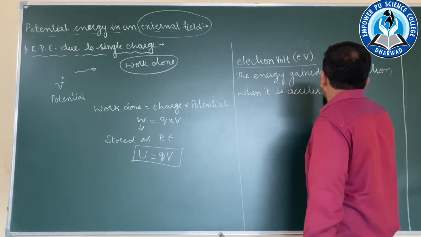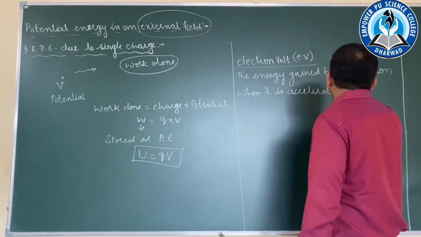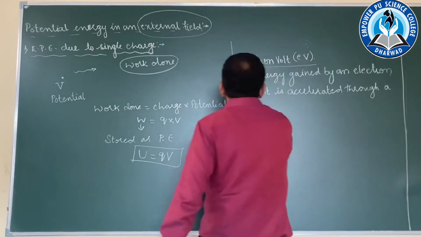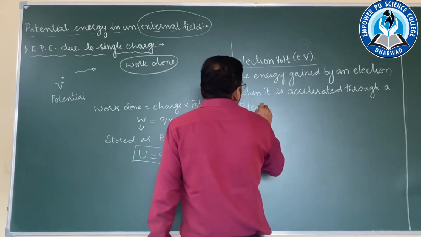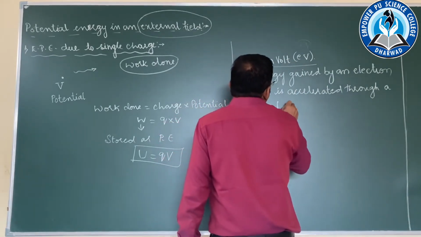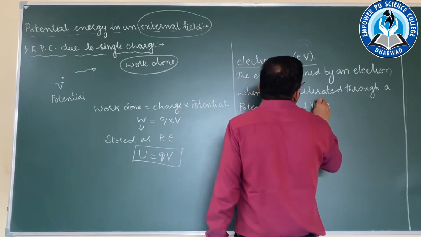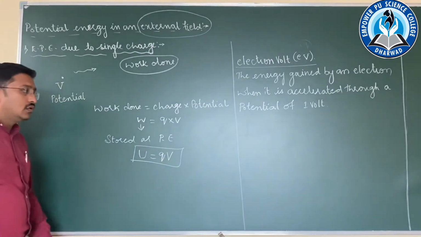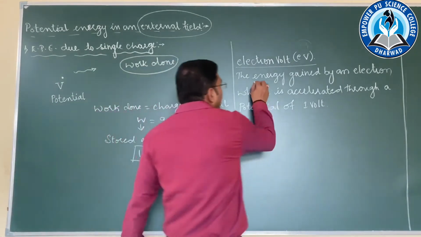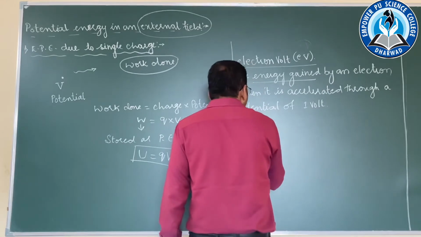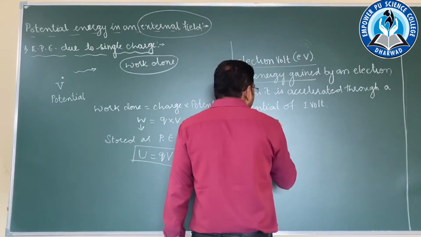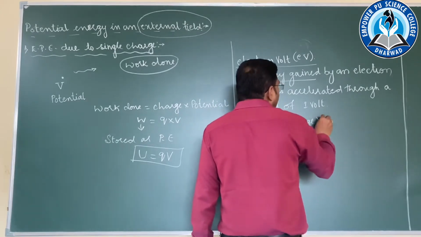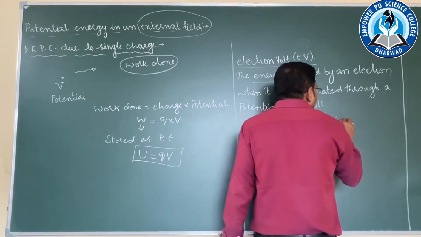through a potential of 1 volt. That is called an electron volt. You know that it is the energy gained. That energy or work done equals the charge into the accelerating potential.